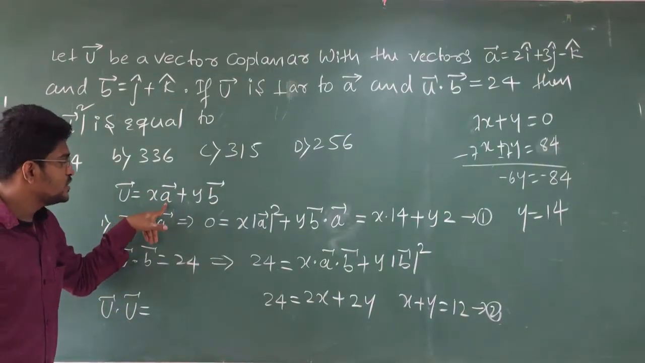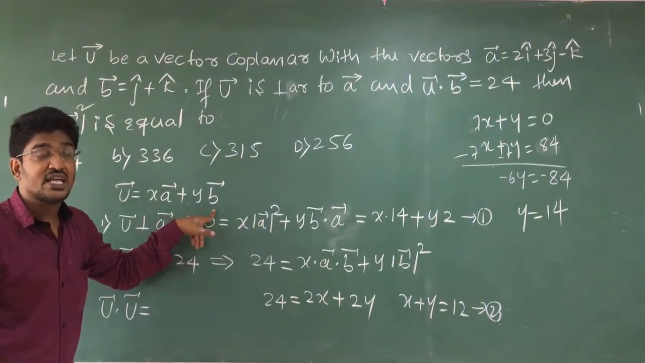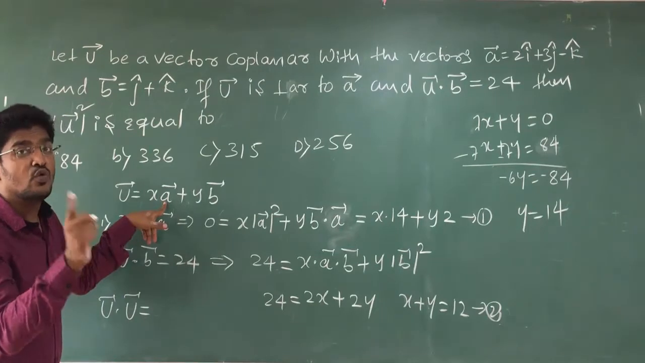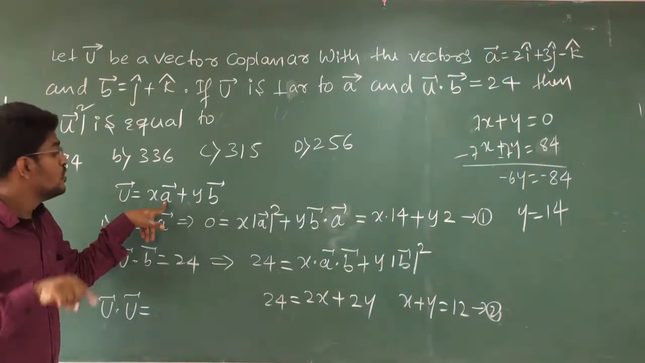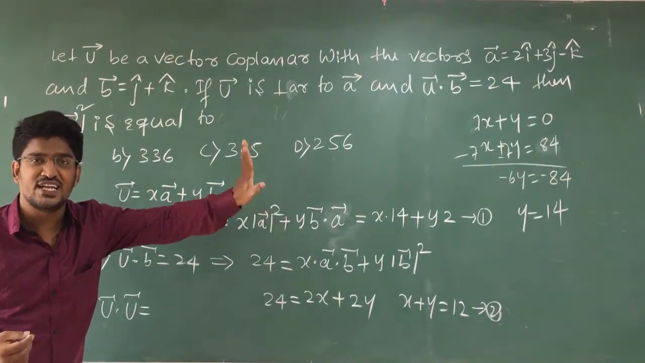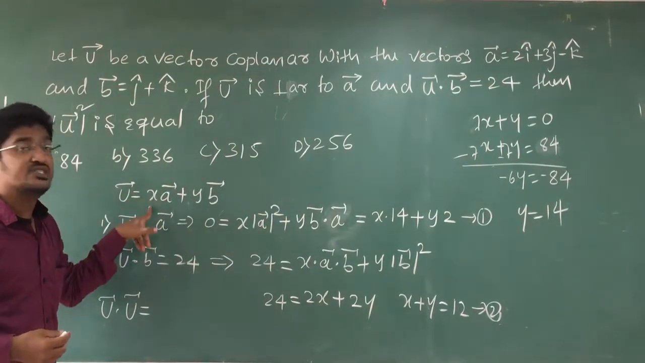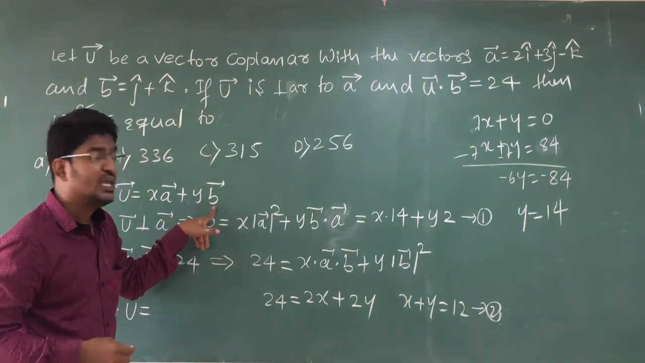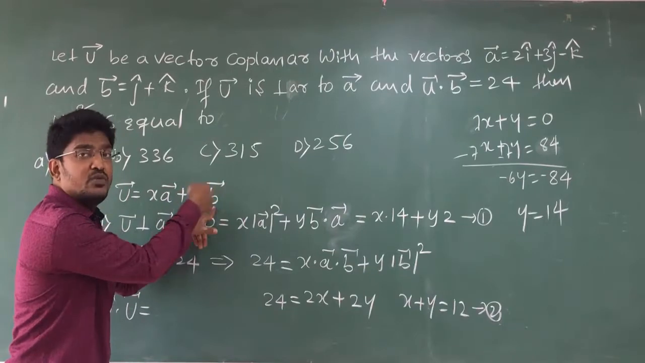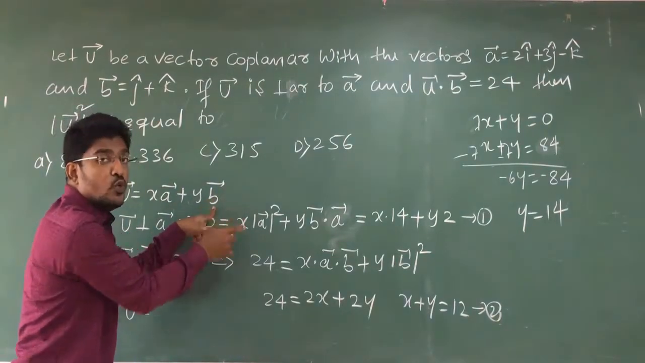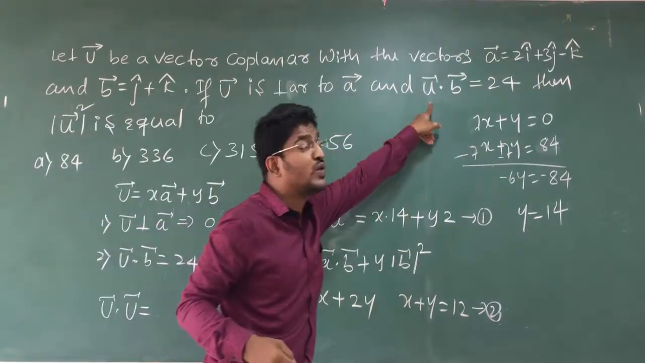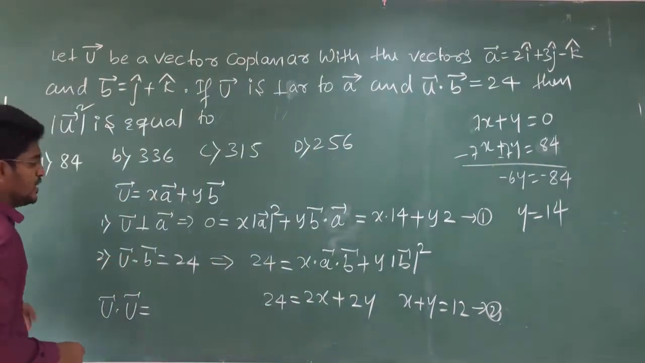u is x into vector A plus y into vector B. For this vector I am multiplying with u, so that means vector A dot u. What is vector A dot u? It is 0. If I find the x term, 0 into anything is 0. That's why I am going to find only the y term there. That's all, so this term will be 0. Then y into B, that means here you are again multiplying with u, so that means B dot u. What is B multiplied with vector u? That is 24. So it will be what?